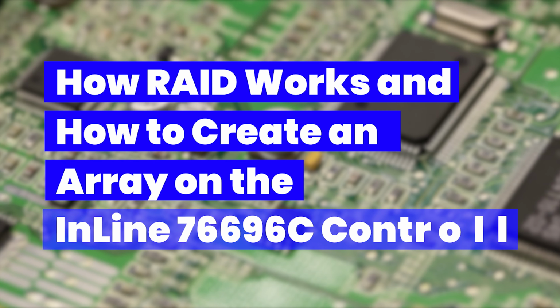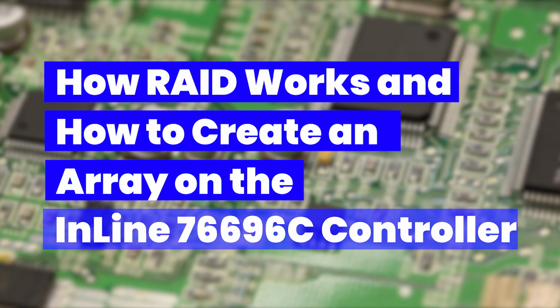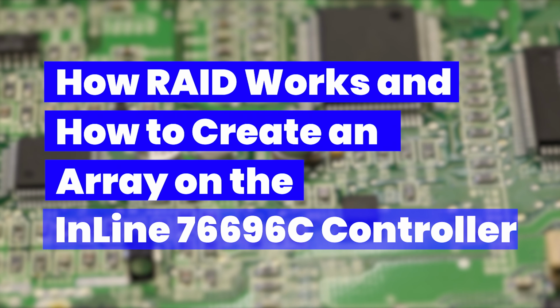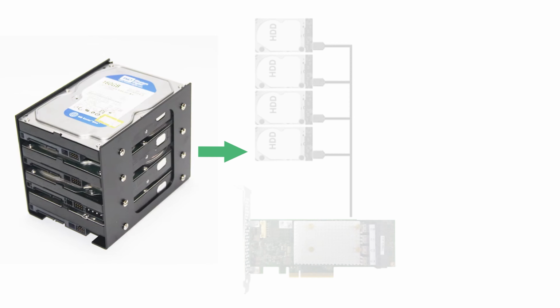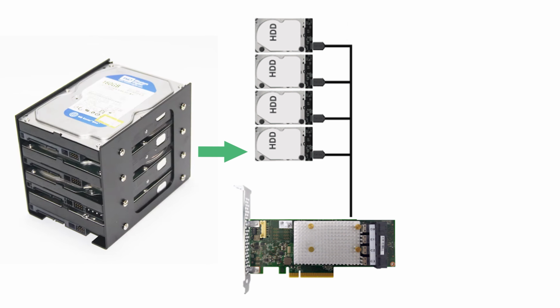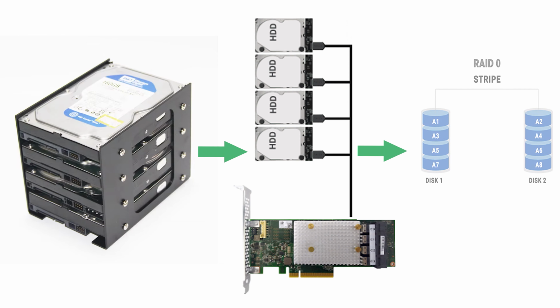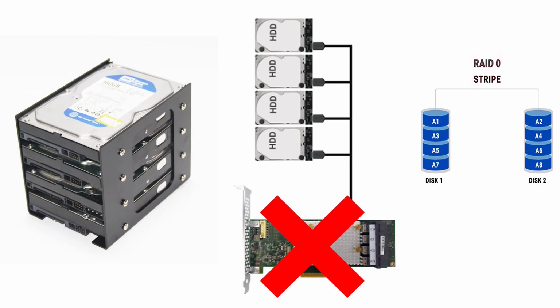How RAID works and how to create an array on the InLine 7669C controller. To understand how to recover data, we need to recall how RAID works. A RAID array isn't just a set of disks. The controller combines them into a single logical space, distributing data according to specific algorithms, using stripes. When the controller fails, this logic is lost, and the operating system sees only separate, unallocated disks.